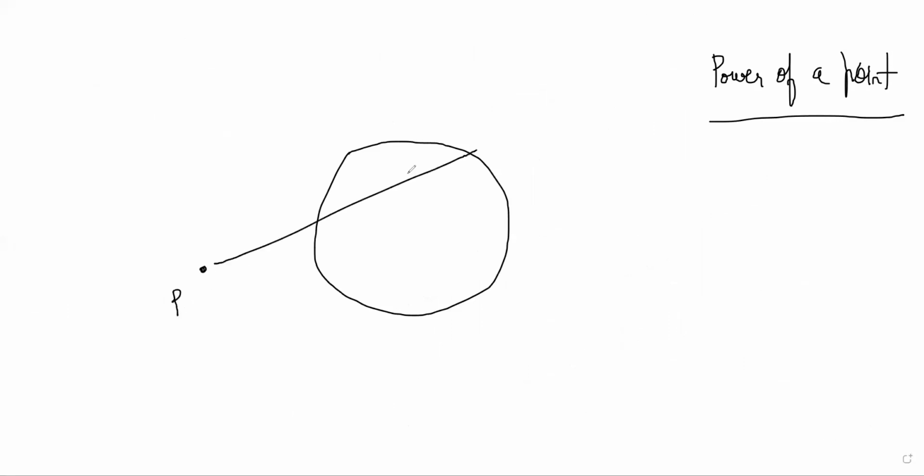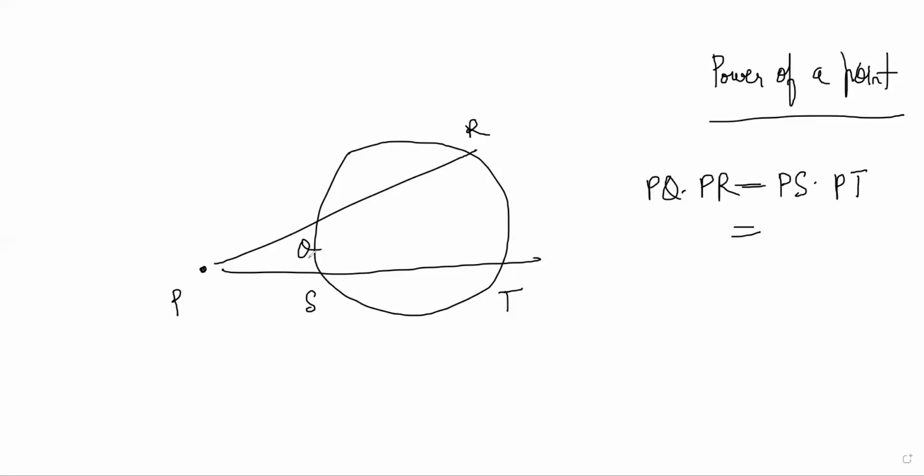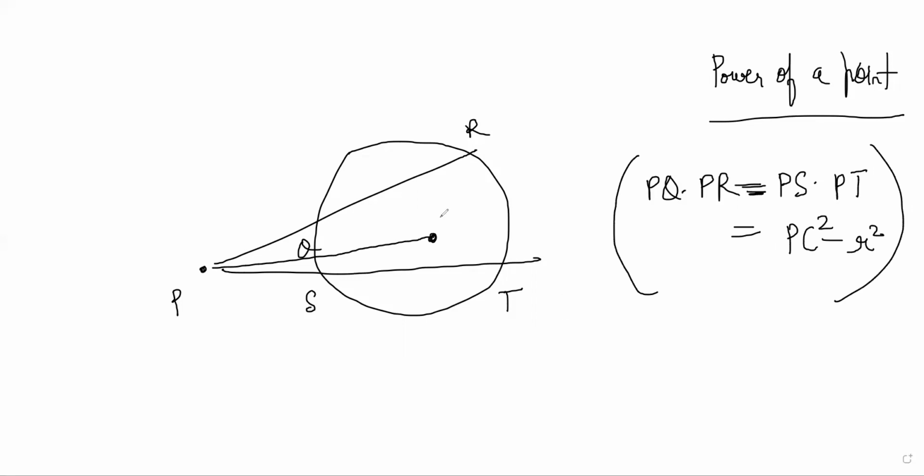If you have a point P, PQ into PR will be equal to PS into PT, which will be equal to PC square minus radius square. This is the statement. This is the center, and the radius is, let's say, R. If you change your point P to Q, then it is not necessary that the power of point P will be equal to the power of point Q, because you have changed everything. So that is your power of a point.